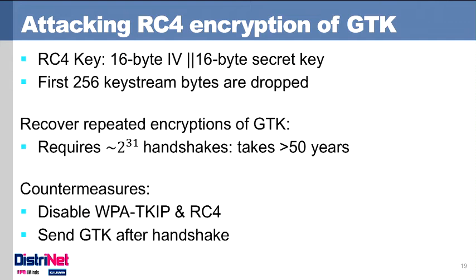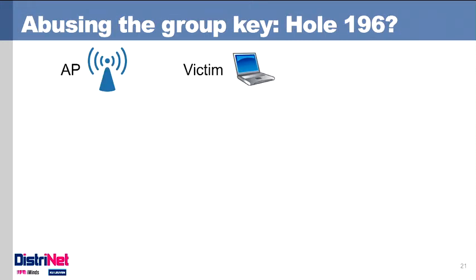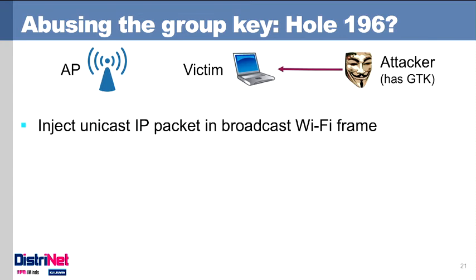So in other words, we are able to force usage of RC4 and in theory we can then decrypt the group key. So the third part of our attacks is that we are going to abuse this group key to try to decrypt unicast packets and to inject unicast packets as well. So let's say we have a wireless network, we have our access point here and a victim here. And let's assume that we as an attacker know the group key, for example, by brute forcing it and exploiting this bad random number generator.